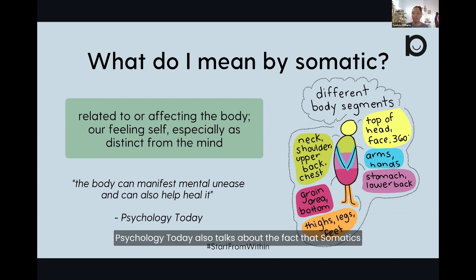Psychology Today also talks about the fact that somatics is a pretty broad term, and it focuses on body movement as a means of improving mental health. And that history dates back to physical education movements back in the 19th century.